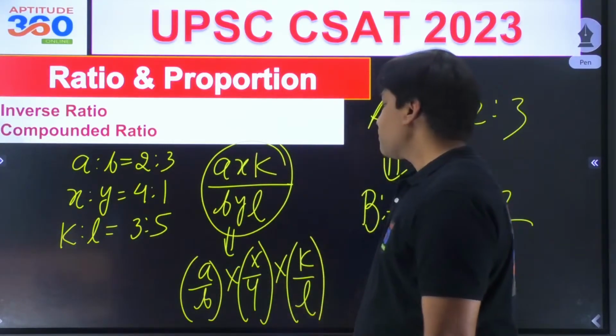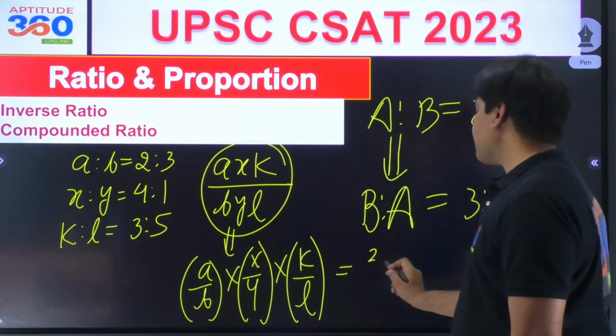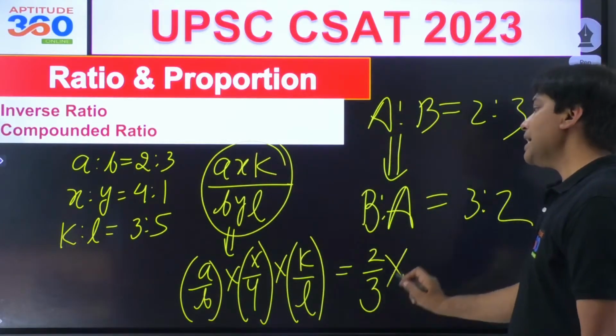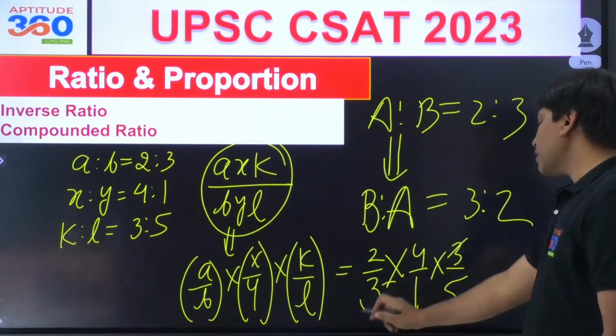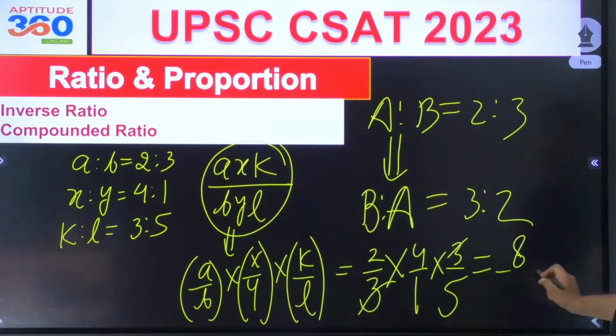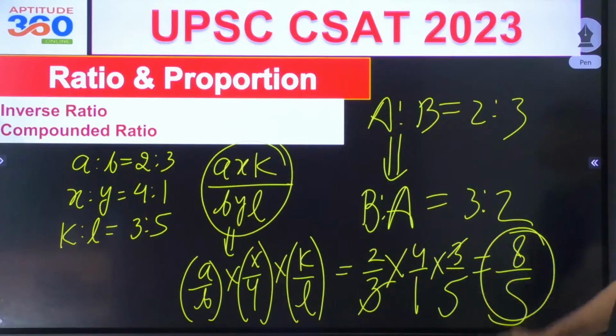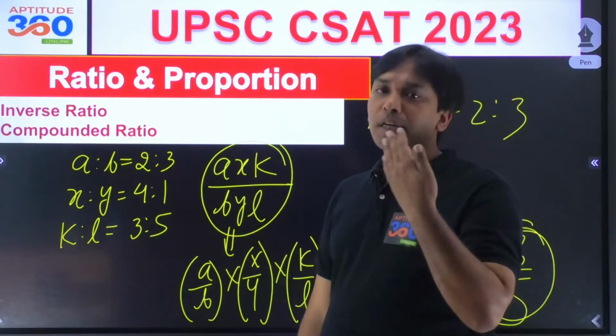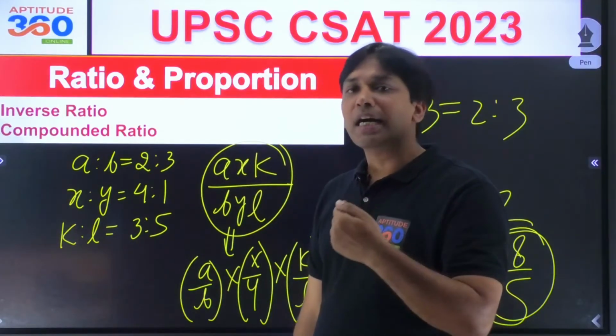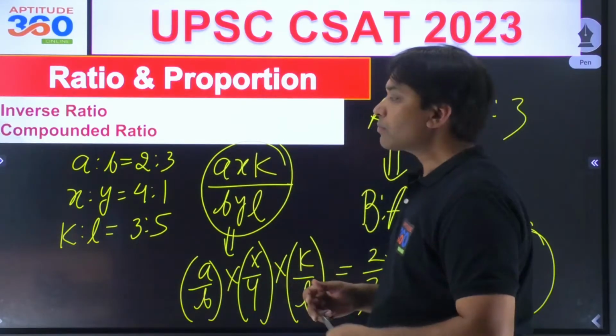Did this make sense? So what will you do with these three? Multiply them, which is 2 by 3 into 4 by 1 and 3 by 5. 3 and 3 are gone from here. This value, the compounded ratio, is coming out as 8 is to 5. I know that you know. I just wanted to bring this to your notice so that you don't make mistakes while solving problems.